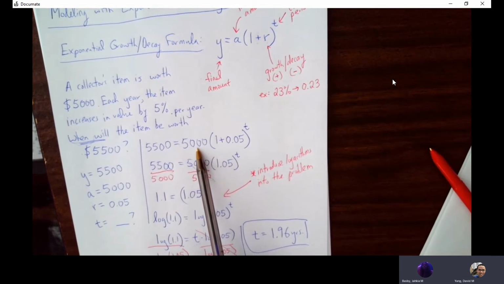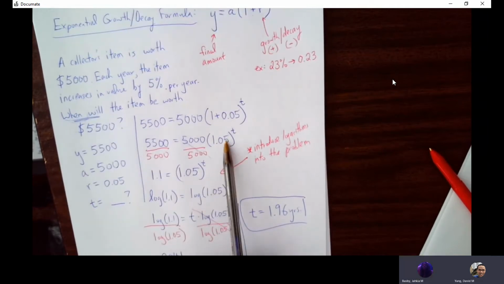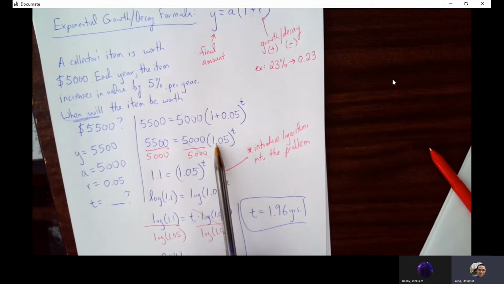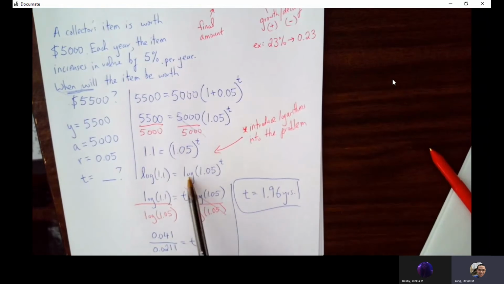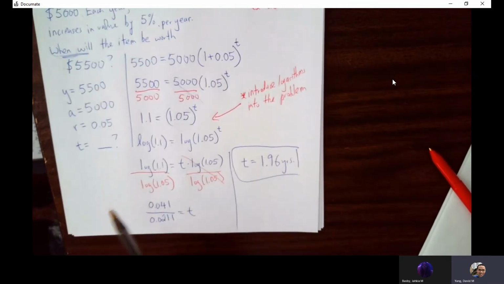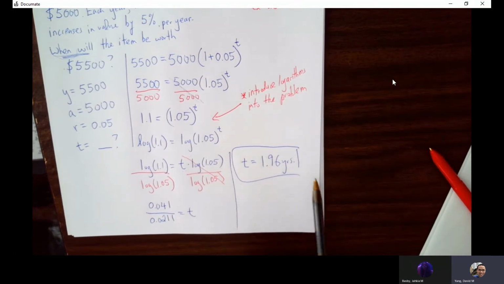This stays the same. Then 1 minus 0.05. Good. And so you'll get something a little bit smaller than 1, 0.95, but you do the same thing. You divide over, introduce logs, bring the exponent down, divide over, use your calculator, and you should get something that you can interpret in terms of how long it will take for the value to get from one to the other.